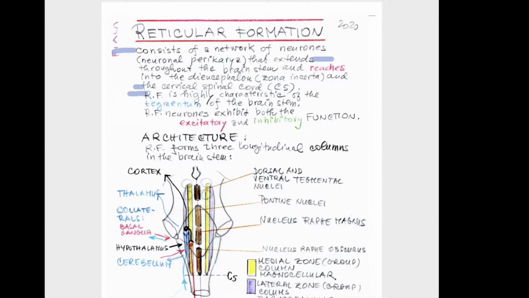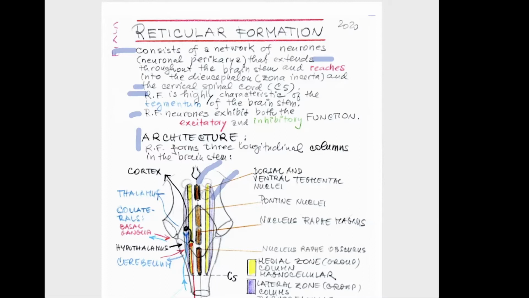And as written here, the neurons exhibit both excitatory and inhibitory function. Concerning the architecture, reticular formation forms three columns, three areas. One is unpaired at the center, the dark brown color. We call them Raphe nuclei, the group of the Raphe nuclei. Then you see on both sides parallelly descending columns, which consist of the yellow zone, this is called the medial zone, and the lateral zone, which is in blue.